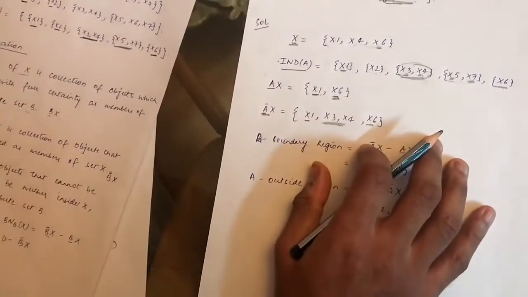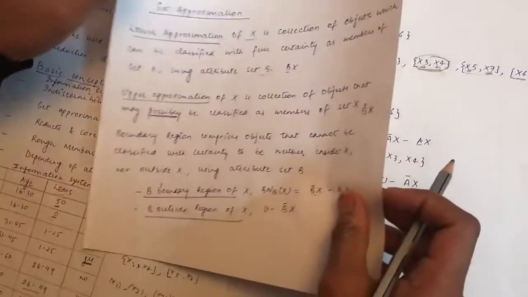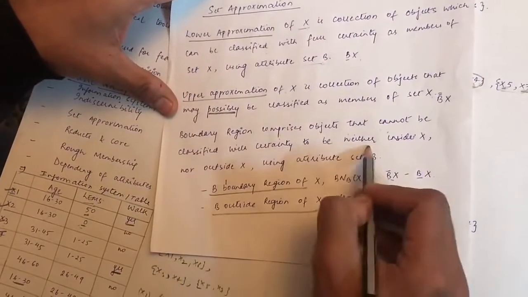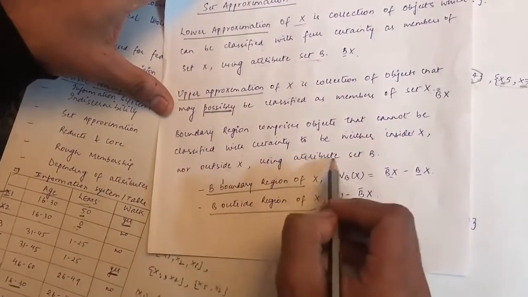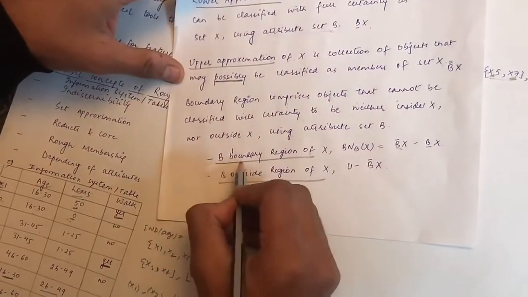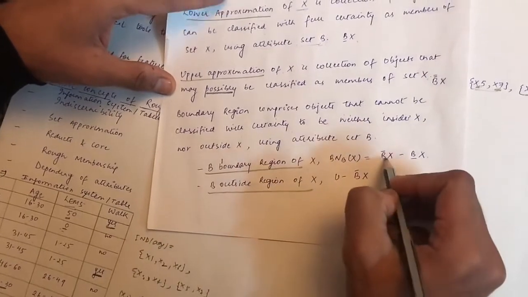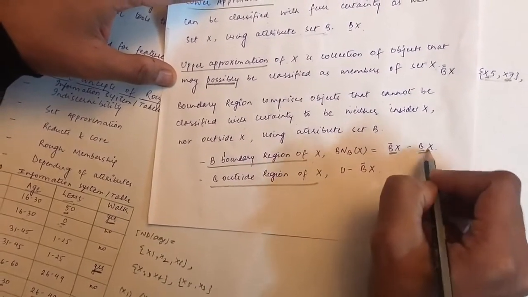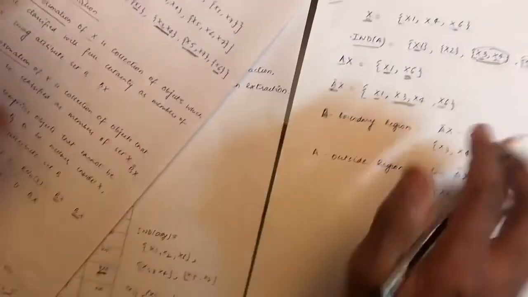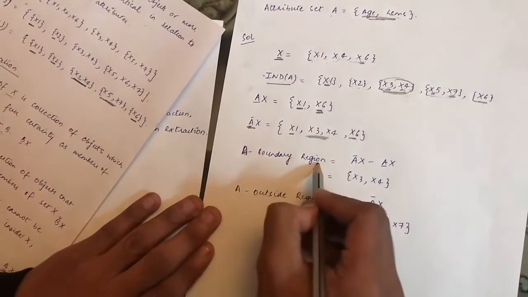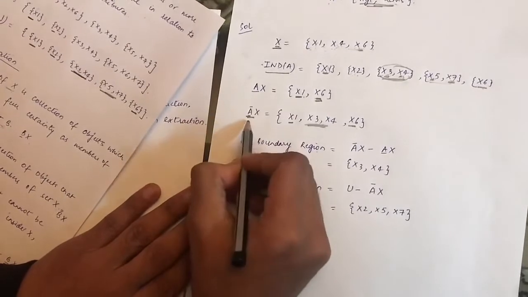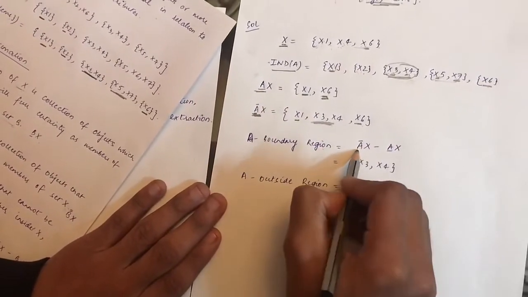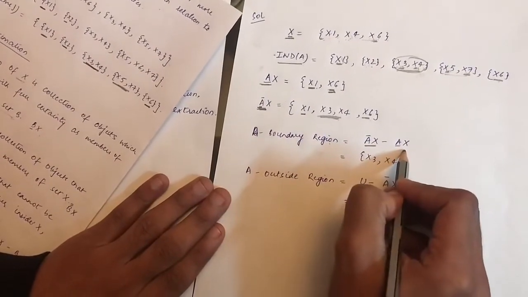Okay. Now let us see boundary region. So boundary region comprises objects that cannot be classified with certainty to be neither inside X nor outside X using attribute set B. So we have two things. B boundary region of X, we have a simple formula for this. That is, subtract upper approximation minus lower approximation of X. So this is how you find out B boundary region of X. So let us find out: boundary region is equal to upper approximation of X minus lower approximation of X. That is all the objects which are there in upper approximation but not in lower approximation.